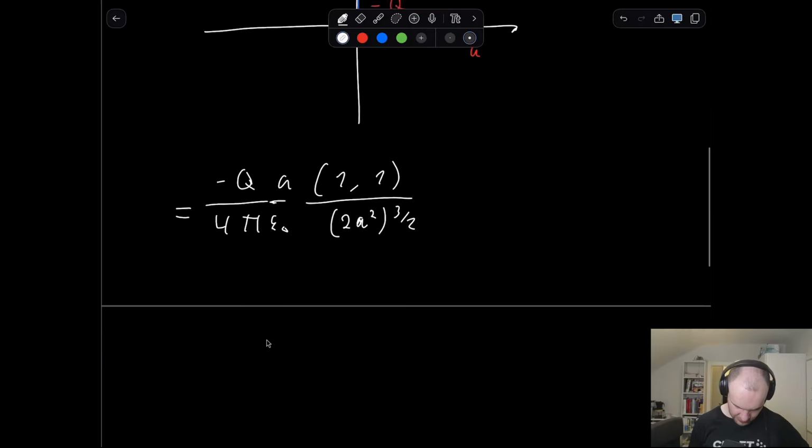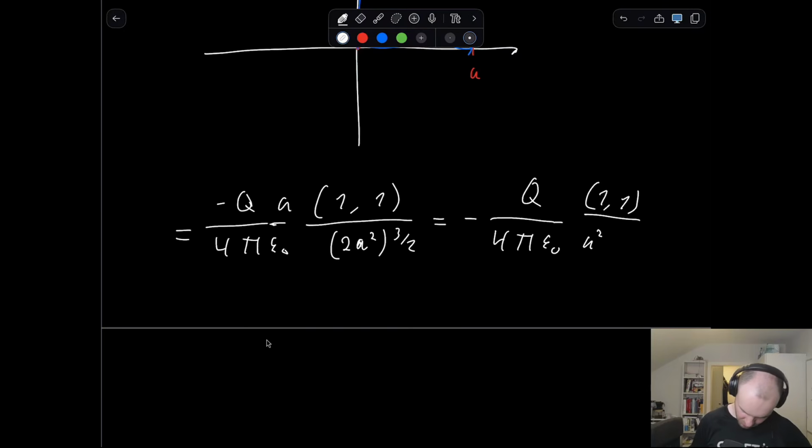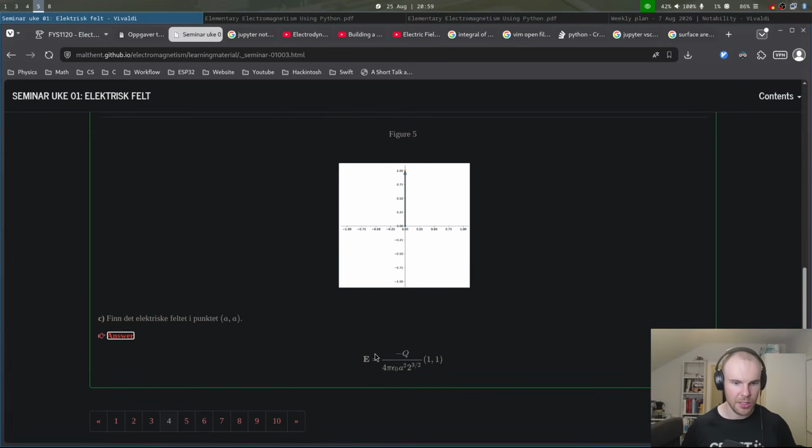Right. Which means that what we have is just minus Q over 4 pi epsilon 0. A goes away, but we still have A squared. Then we have 1, 1 as our coordinates. And then we have 2 to the power of 3 over 2. That should be correct. Let's go. Yes, that's correct. Okay. That's entirely correct.